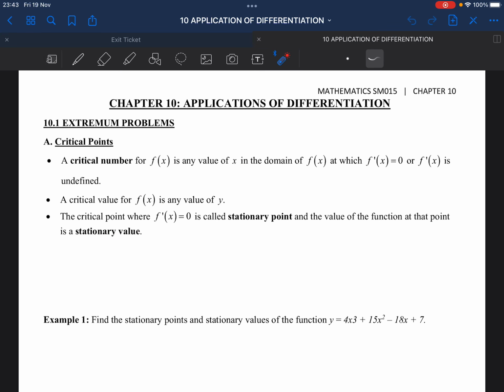10.1 extremum problem. So what is a critical point? Basically, critical point is actually a stationary point. Sometimes we call it critical point, sometimes we call it stationary point. It is the same thing, and sometimes the question can say turning point. So what is the difference between turning point and critical point? And how to find a critical point and stationary point.